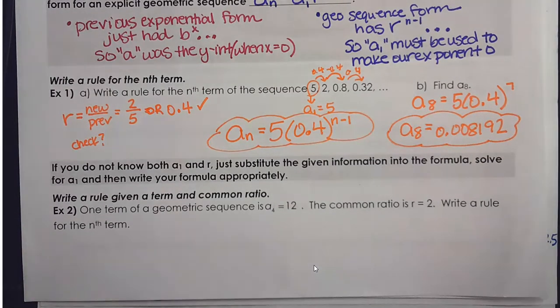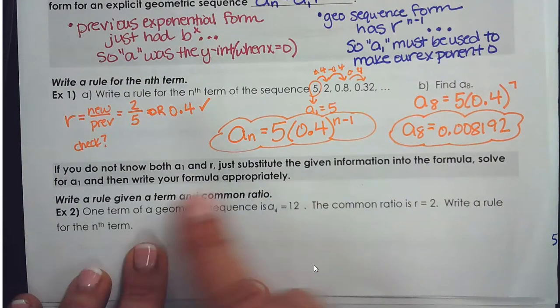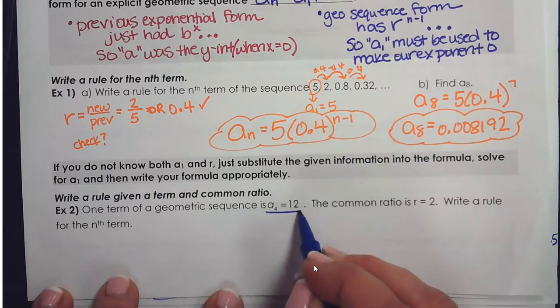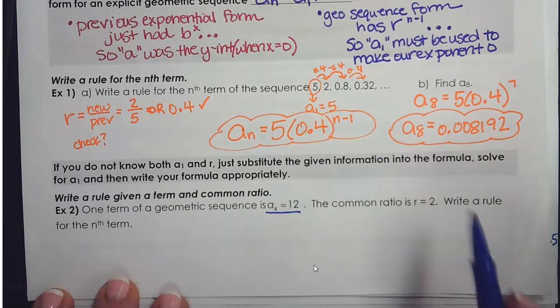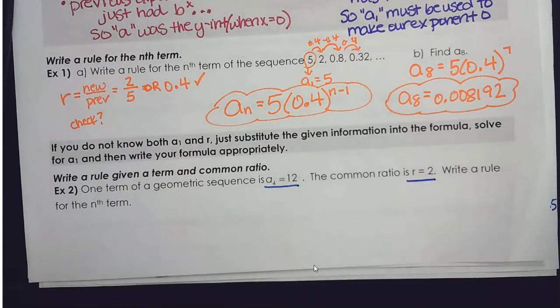Okay. So that's easy when we know both a sub 1 and r. If you do not know both a sub 1 and r, then what we can do is substitute the given information into the formula. We'll find a sub 1 and then write our formula appropriately. So if we look here, it says one term of a geometric sequence is a sub 4 equals 12. The common ratio is r equals 2. Let's write a rule for the nth term.